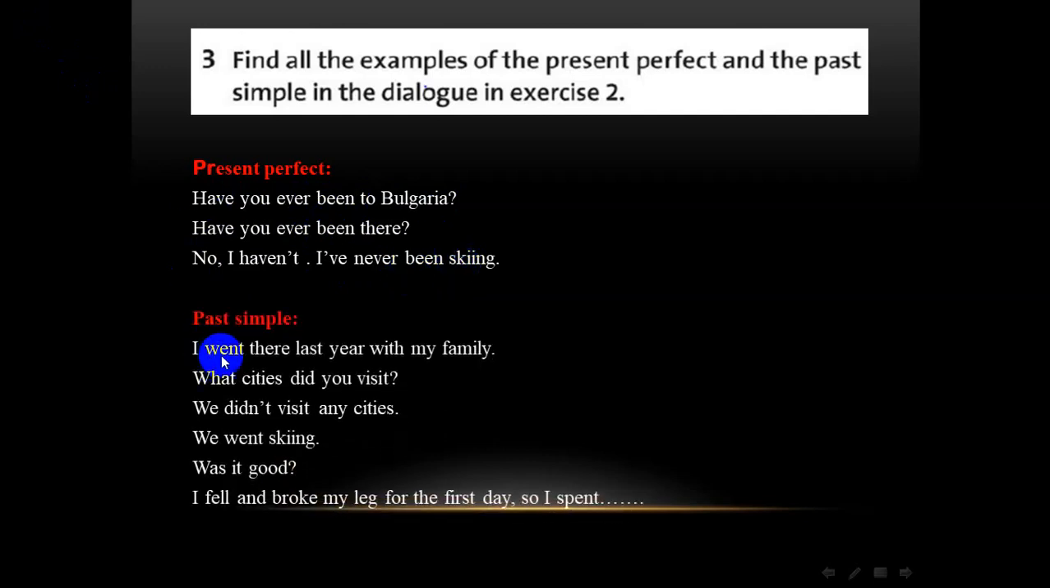Past simple. I went there last year with my family. ذهبت هناك العام الماضي مع عائلتي. Notice that the phrase last year means the past, and it's a clue which tells me that I should use the past simple.